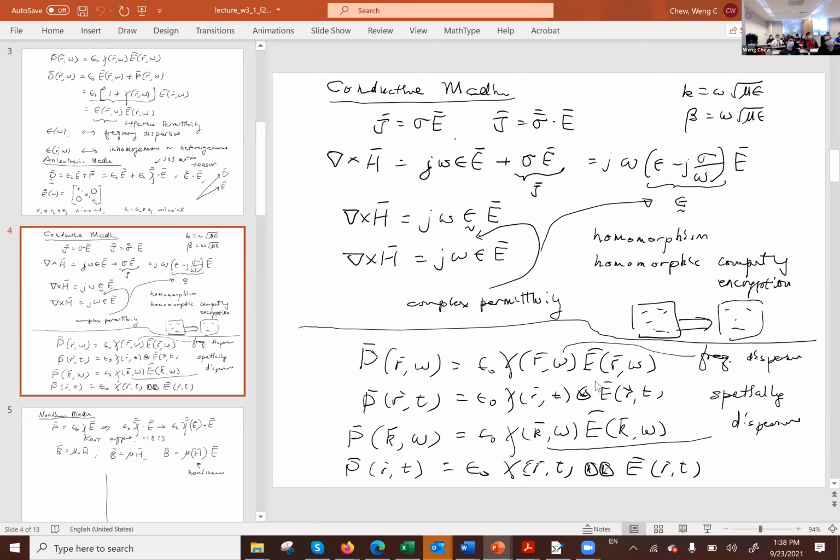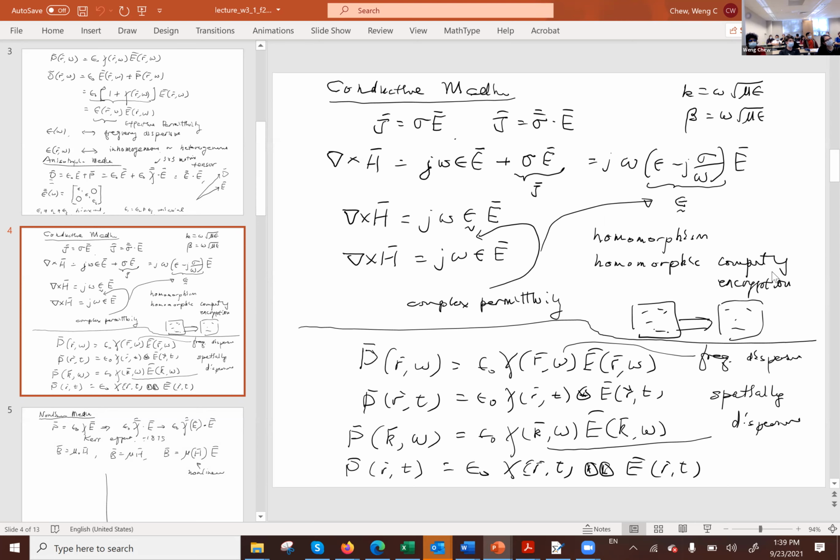And then you can even generalize to a conductive medium. In that case, you can put in the conducting term J as sigma E, and then you can group the sigma term together with the first term and you find the complex permittivity.